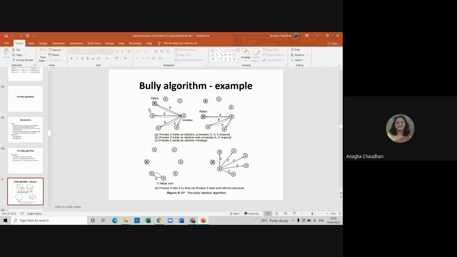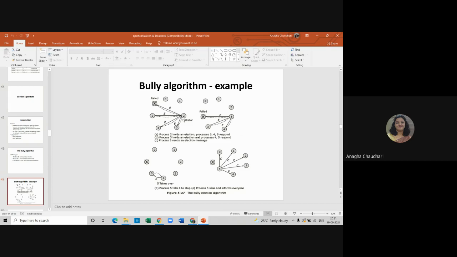So 6 is now crashed. 6 is the failed process. Fine. Now what will happen? The next neighboring node will come to know that the 6 process is not responding at all. So what will 2 do? 2 will act as an initiator because 2 will start the election now.